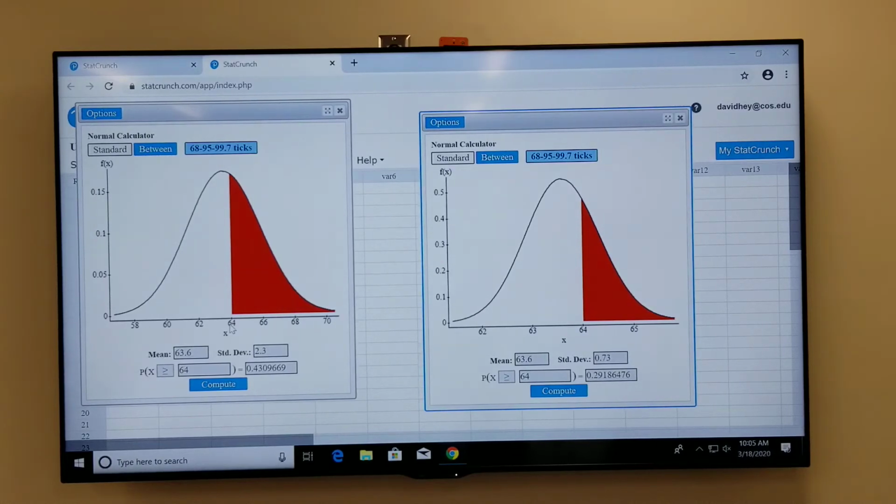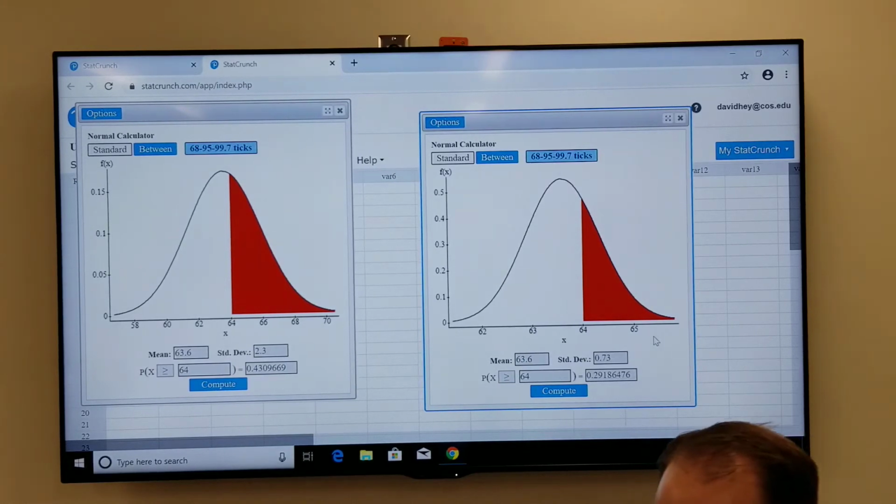But the moral of the story is that these two problems, parts A and B, are almost exactly the same. The difference is that in this one we're looking at one woman, in this one we're looking at a sample mean of 10 women, and the thing that it affects is the standard deviation. Here we had to divide by the square root of 10.